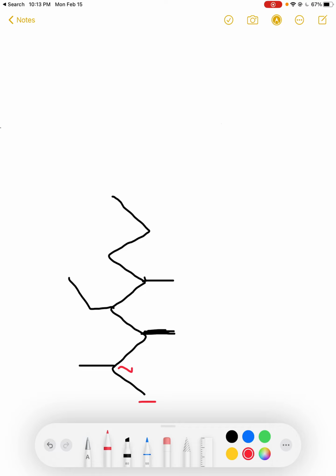So 1, 2, 3, 4, 5, 6, 7, 8. So the mother chain is going to be an octane. And now we have to find the substituents. So we have a methyl at 2, we have a methyl at 3, we have an ethyl at 4, and we have a methyl at 5.